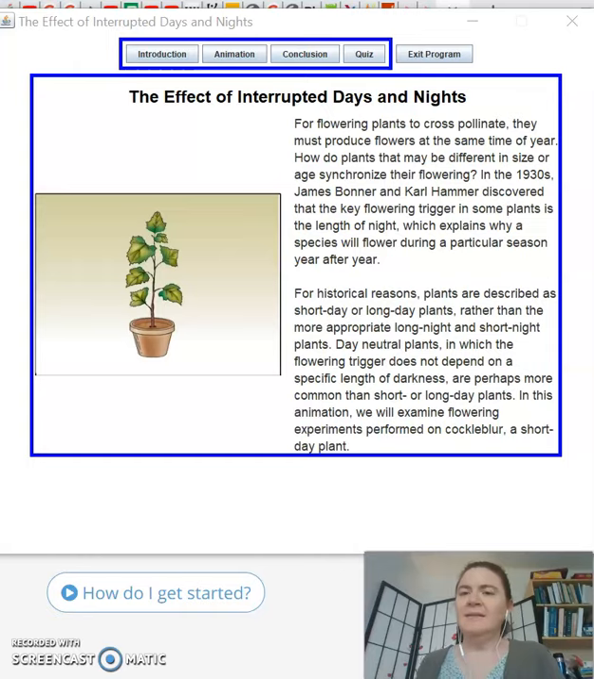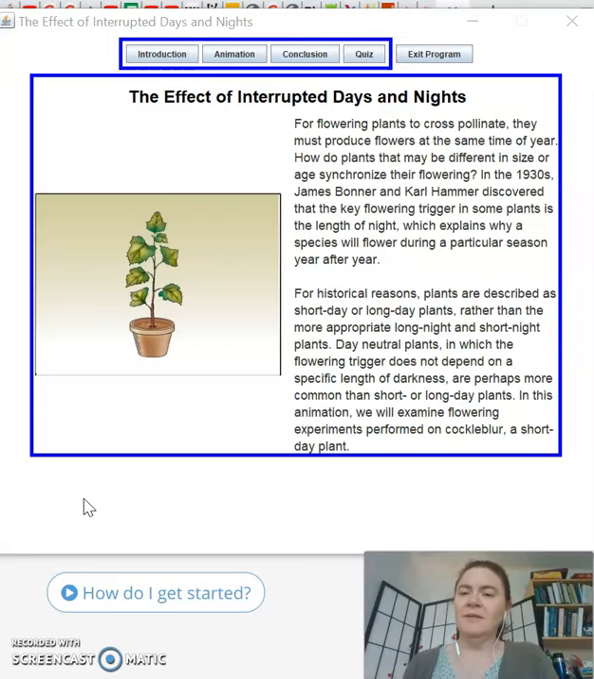For flowering plants to cross-pollinate, they must produce flowers at the same time of year. How do plants that may be different in size or age synchronize their flowering? In the 1930s, James Bonner and Carl Hammer discovered that the key flowering trigger in some plants is the length of night, which explains why a species will flower during a particular season year after year.